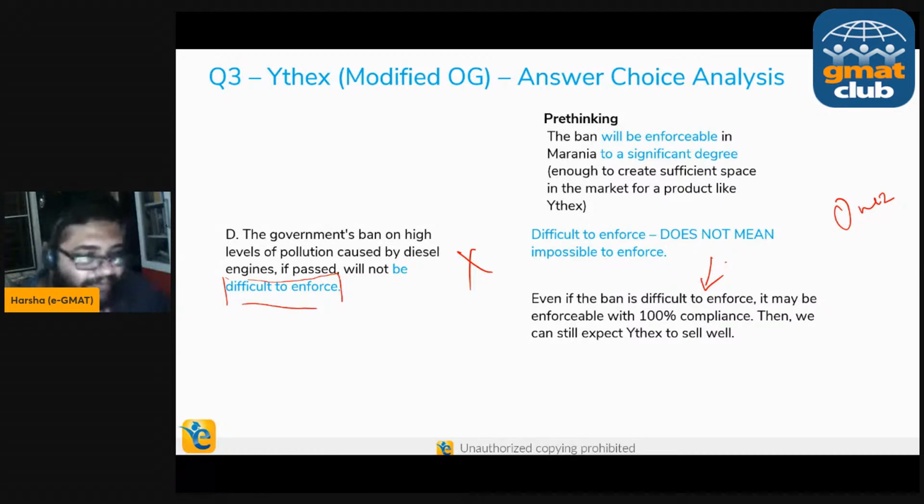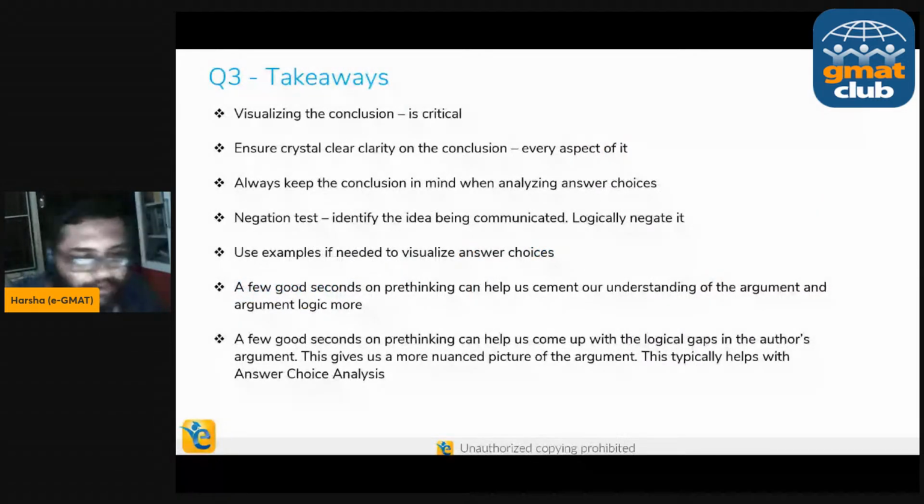I hope this is clear. Quick takeaways at this point. Again, you have seen the importance of understanding the conclusion.